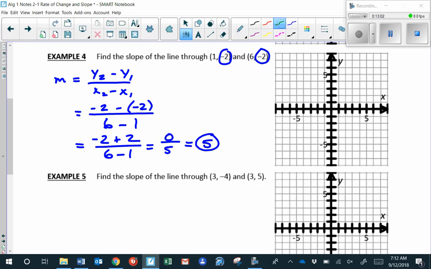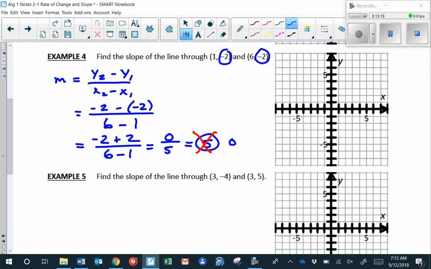Let's graph our 2 points and see that that matches up. Wow, I'm very tired because I just said 0 divided by 5 is 5. That is not true. 0 divided by 5 is 0.